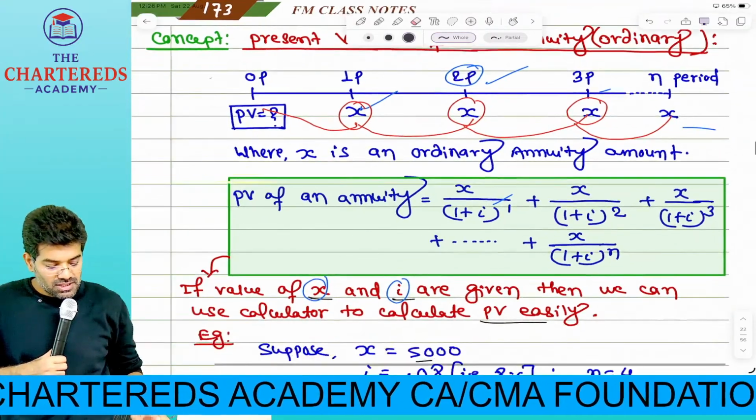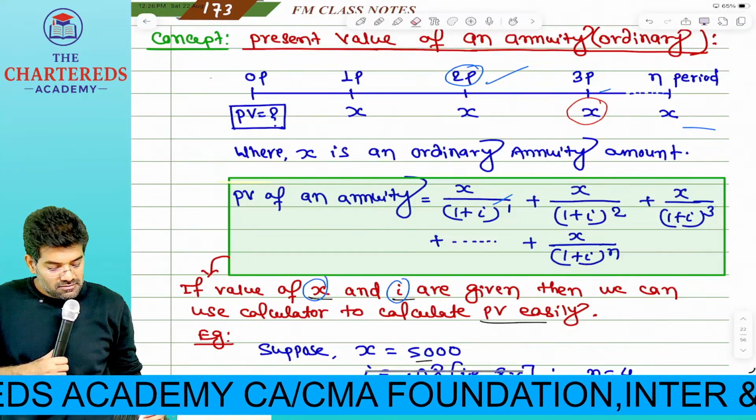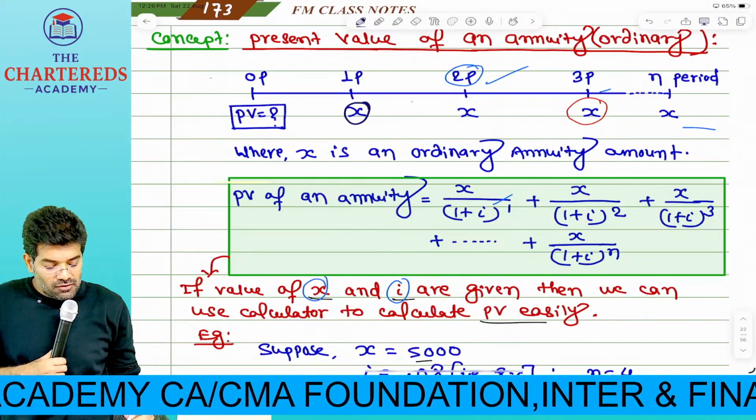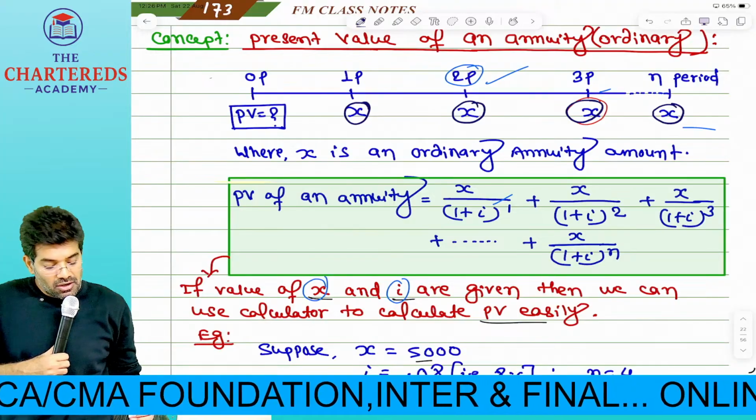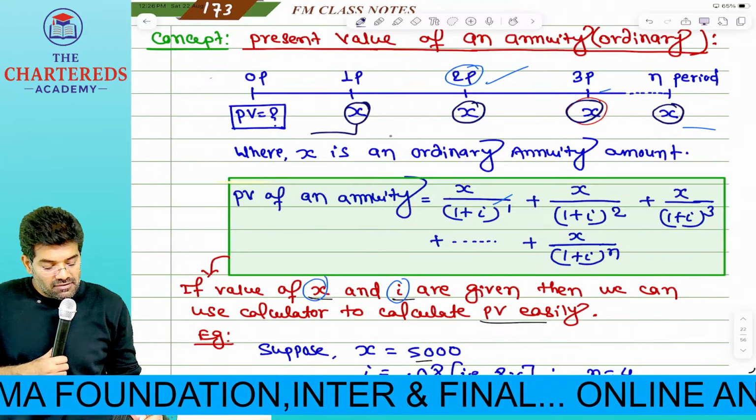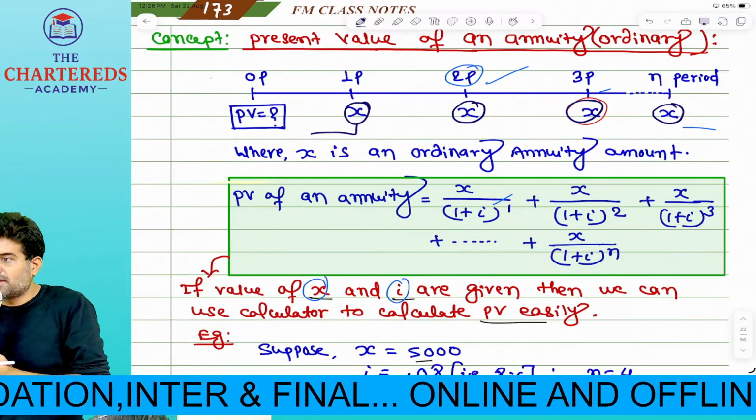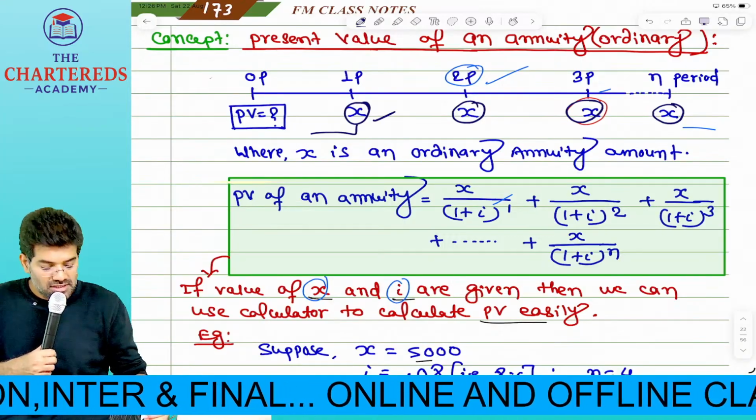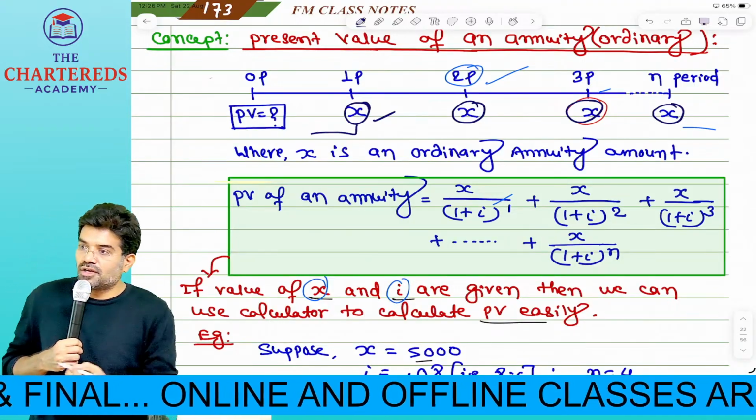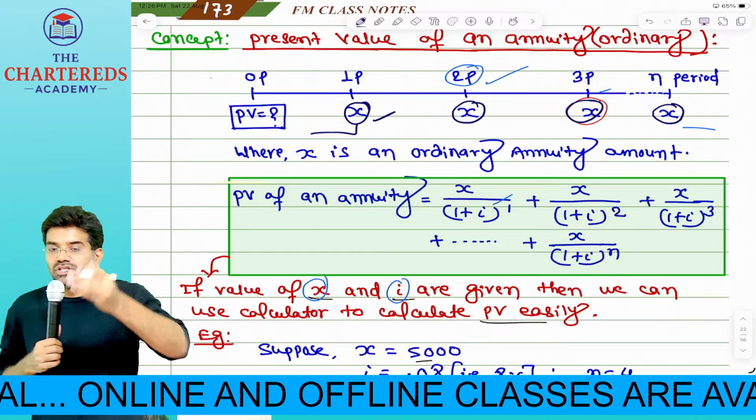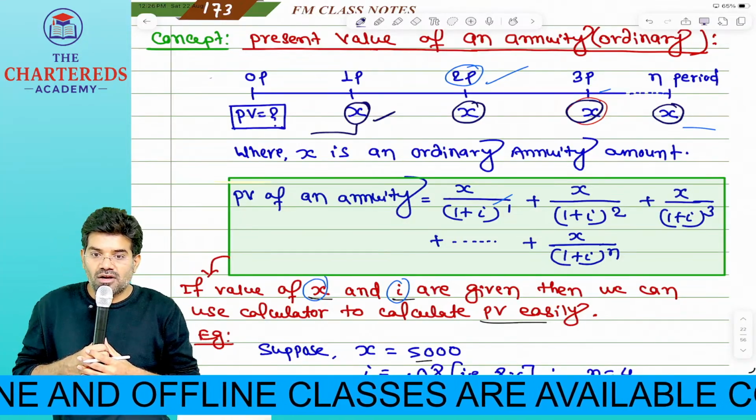See here, I have to receive an X value at the end of the first year, second year, third year and nth period. Now I want to know the present value of all those future values. That means each value I need to discount to today's value. The first X I have to discount, the second X also, the third period X also, and even the fourth period also. So for each one I need to apply the present value interest factor formula.